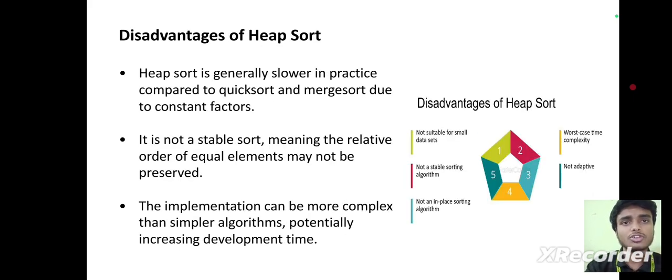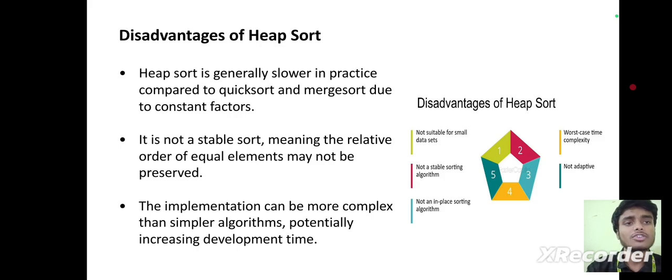Disadvantages of heap sort. Heap sort is generally slower in practice compared to quick sort and merge sort due to constant factors. It is not a stable sort, meaning the relative order of equal elements may not be preserved. The implementation can be more complex than simpler algorithms, potentially increasing development time.